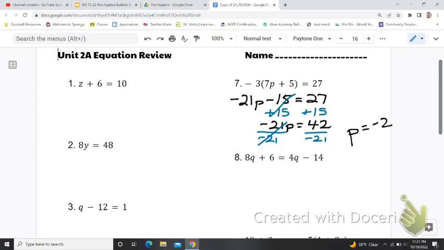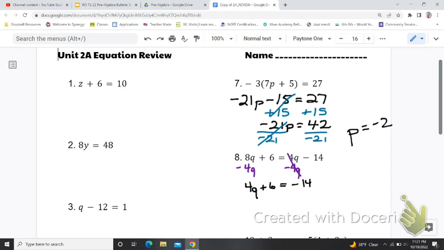Number 8 is an equation that has variables on both sides. So now I need to get those variables together on the same side. So I need to move a variable. Both sides are as simple as possible, so I don't have any distributing to do, but I need to get these q's to the other side. So I'm going to take the 4q away, and then 8q take away 4q is 4q plus 6 is equal to negative 14.